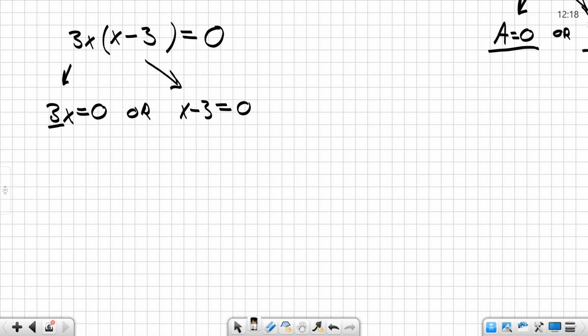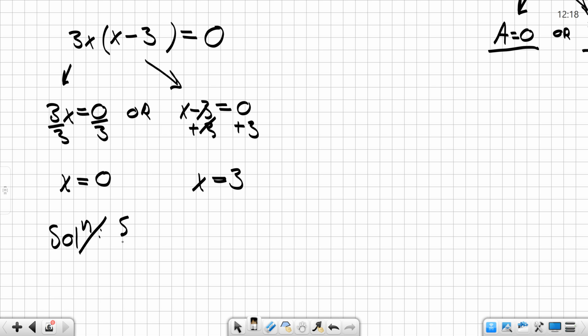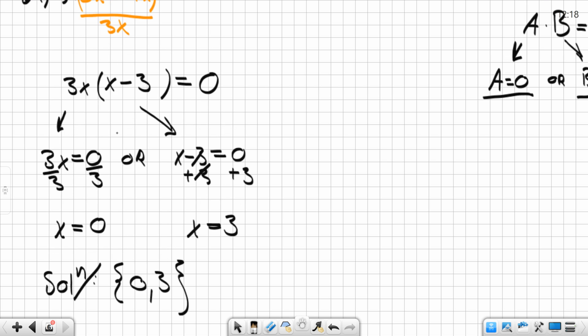So have a look. Divide both sides by 3. X is equal to 0 divided by 3, which is 0. Add 3 to both sides. X is equal to 3. So we have a solution set, and the solution set for us consists of two numbers, the numbers 0 and 3. I can check this.